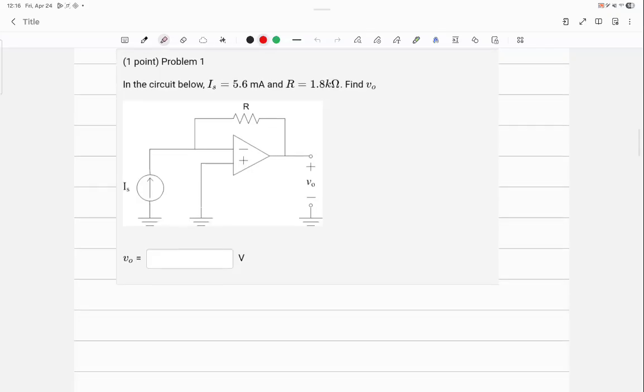In the circuit below, IS is given, R is given. Find VO. We're going to start with Preston. I want you to apply the op amp rules to this.